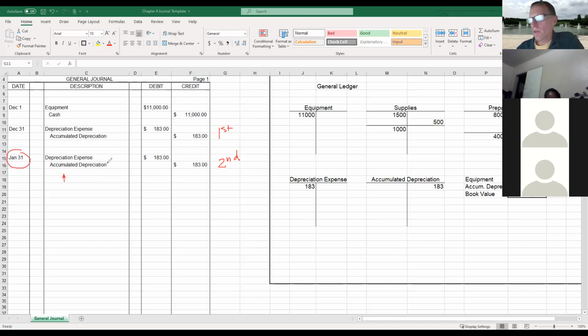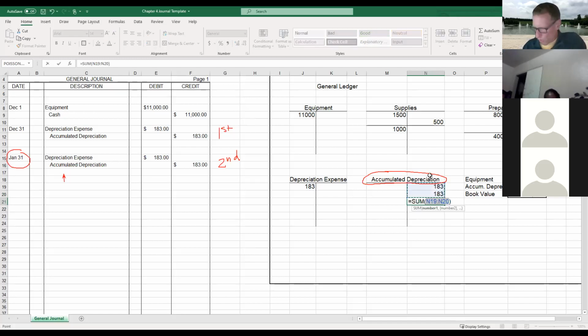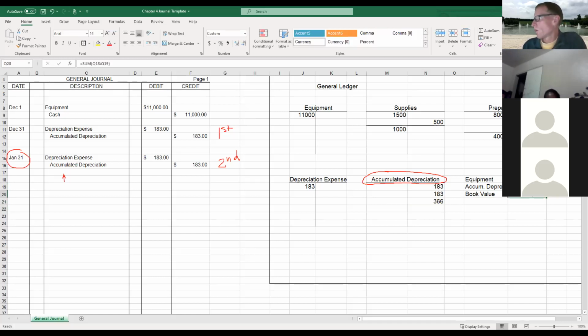So how would that impact our ledger? Well, you'd go again to this accumulated depreciation account, and guess what? You're going to add on another $183. So after the second month, we would now have 2 postings because we'd have 2 months of usage of equipment at $183. Now, if I added those up, that of course would give us $366. So then therefore our book value would now be at $10,634.